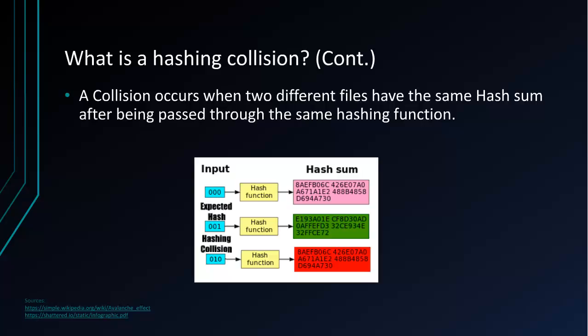This is a very basic example of what a hashing collision might look like in the real world. Obviously, larger numbers would be involved, but the output would probably look about the same.